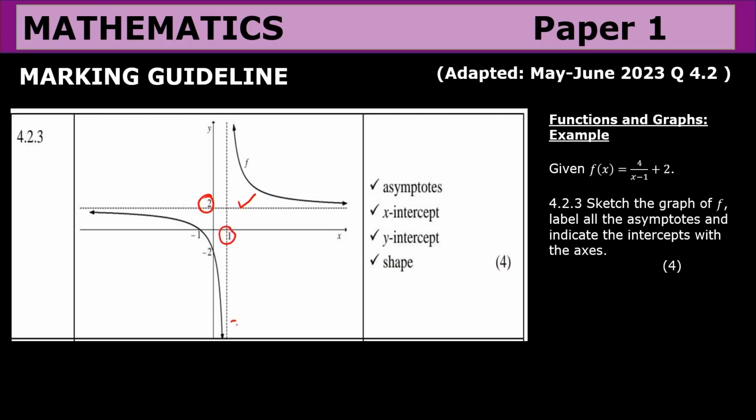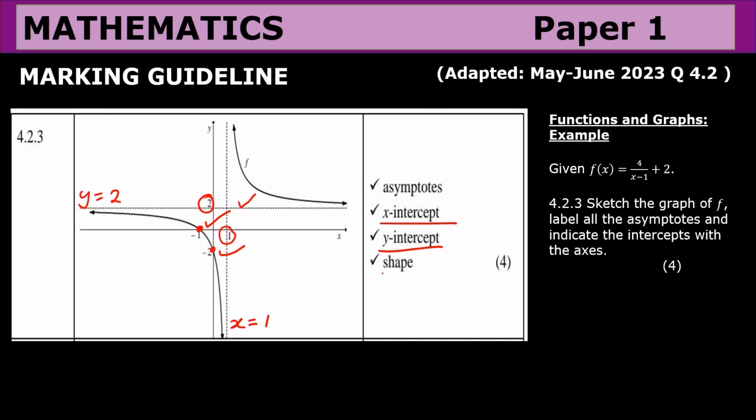Of course, another thing that you can do is write that x is equal to 1 there and write that y is equal to 2 there. Just make it clear where the asymptotes are. Then you're going to get another mark for the x-intercept. So as we can see where it crosses the x-axis, that is at -1. So you're going to get a mark for that. And then you're going to get another mark for the y-intercept. So this is where the graph crosses the y-axis, and that is going to be a mark.